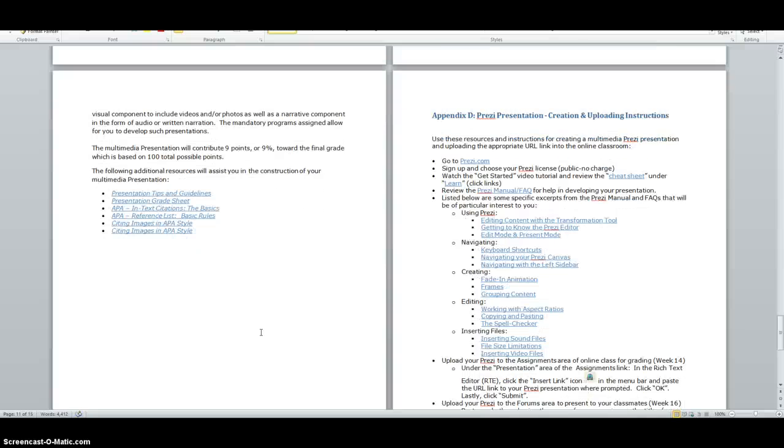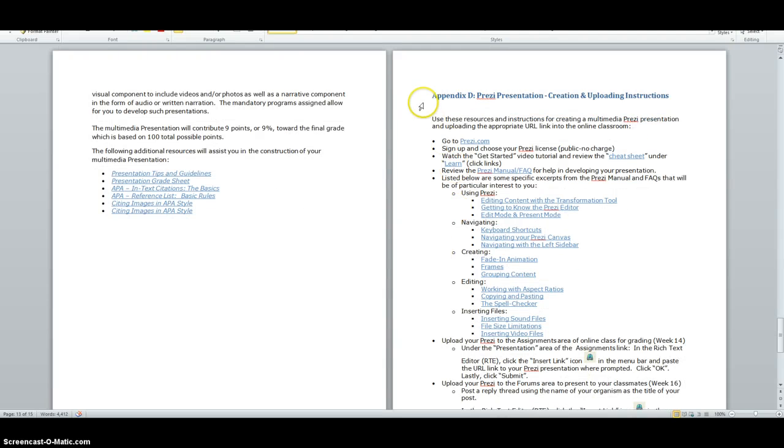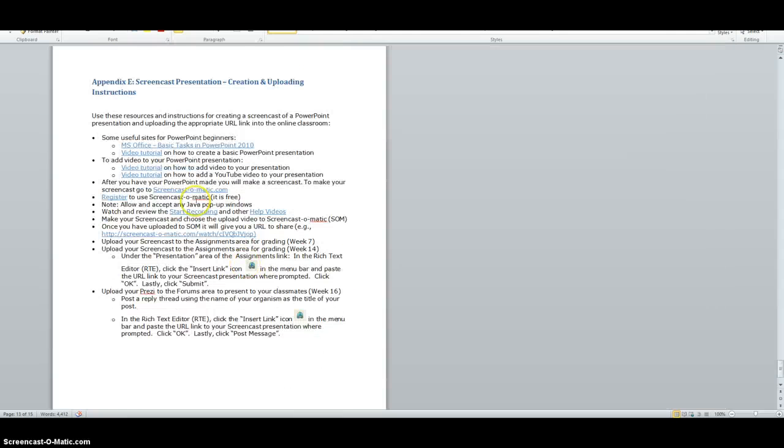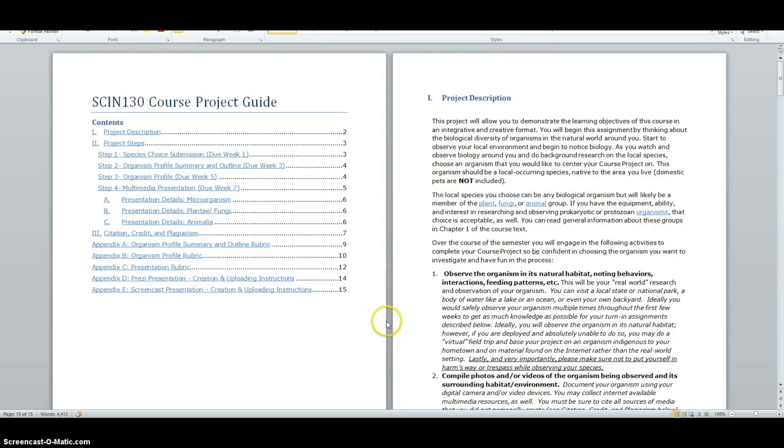And the last 2 appendices are going to give you step-by-step instructions on how to use Prezi and, in Appendix E, screencast. Read through that, find out which one you like best, and that's going to be what you utilize for your multimedia presentation tool, and you're going to use that during your week 1 forum. So that is the overview of the course project. I hope it helps you understand where we're going with this, and I really hope you guys end up enjoying it. I think you will.